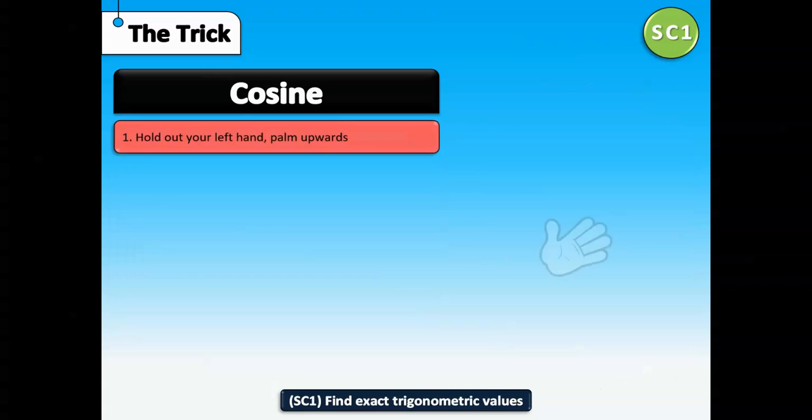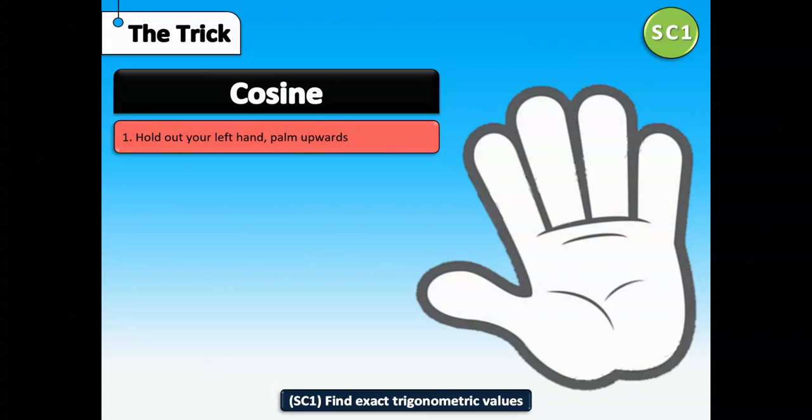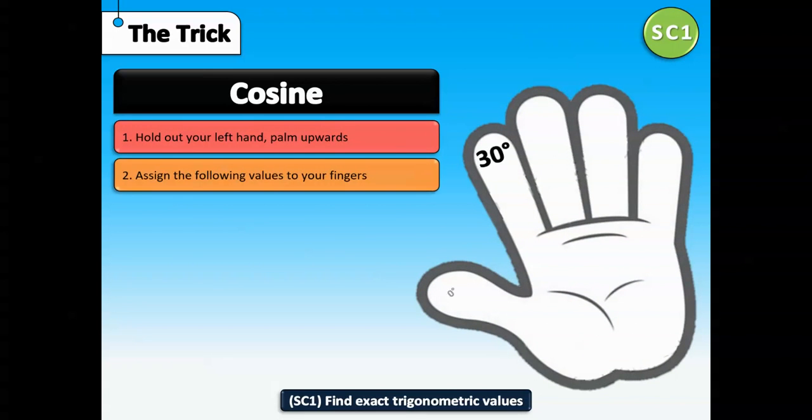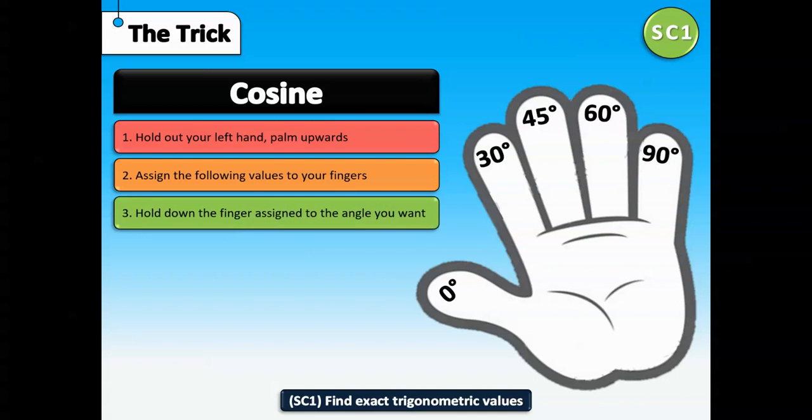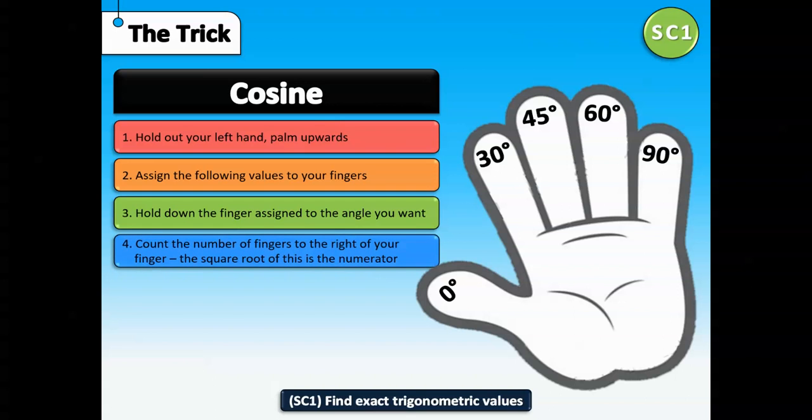For cos, again, hold out your left hand, palm upwards. Assign the following values to your fingers. Hold down the finger assigned to the angle you want. Count the number of fingers to the right, this time, of the finger that you've held down, and square root this, and divide it by 2.